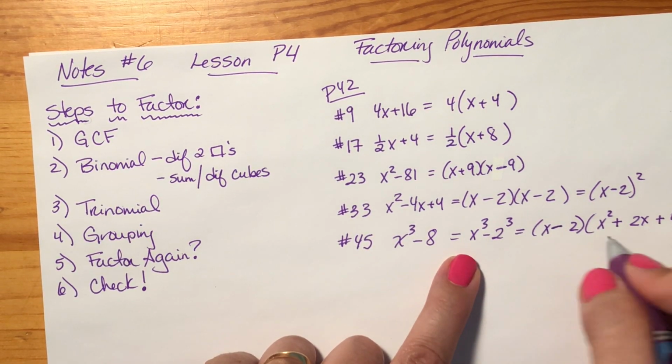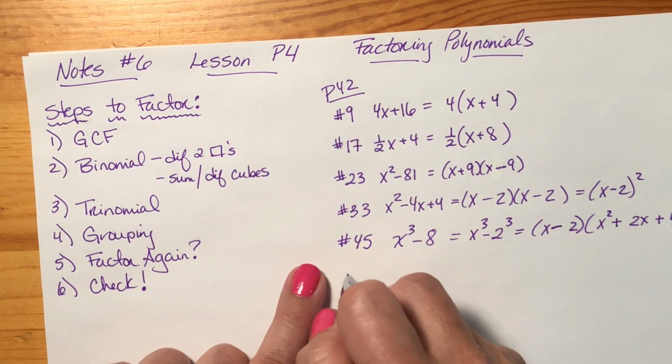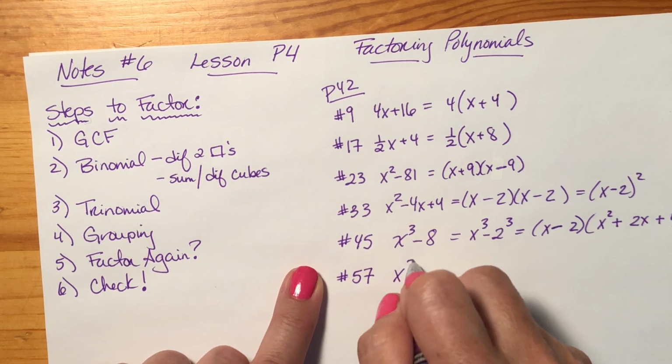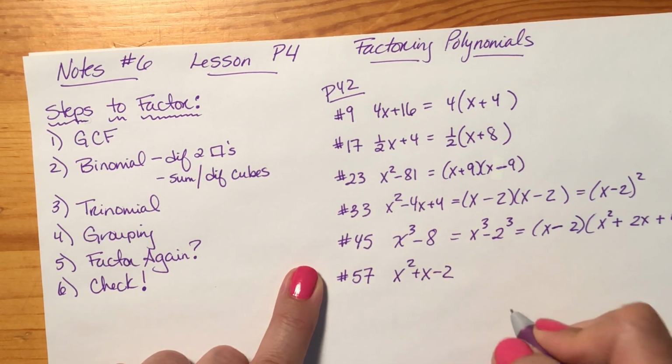Do a quick double check. Make sure that that works. Hey, it does. Move on to 57. All right, 57, I've got x squared plus x minus 2.